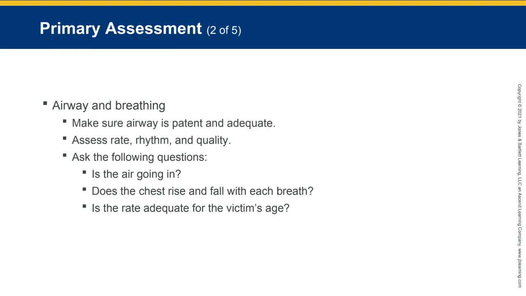Based on the patient response, you'll be able to ascertain the airway, assess the airway, and assess breathing. Make sure the airway is patent and adequate. Assess rate, rhythm, quality, and depth of breathing, because we want to identify issues with ventilation, oxygenation, or respiration. Consider the following questions. Is air going in? Does the chest rise and fall with each breath? Is the rate adequate for the patient's age?